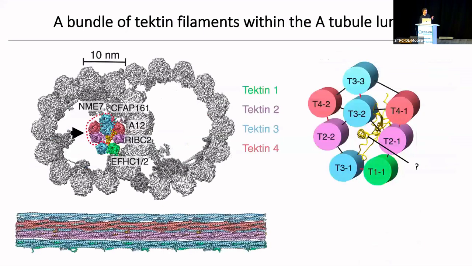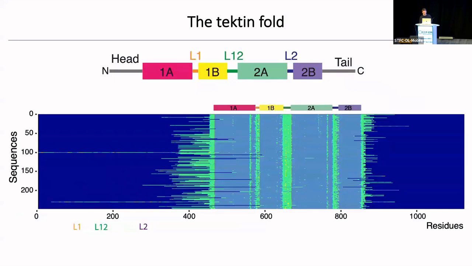And one of the biggest differences in bovine is that there's this bundle of tektin filaments inside the lumen of the A tubule. So we have a filament now inside a microtubule. And I find tektins a really fascinating protein. They're one of the most abundant proteins in cilia. They're also one of the most conserved. And they have this really simple structure where the second and fourth helix is exactly half the length of the first and third helix. And this is absolutely conserved through evolution.